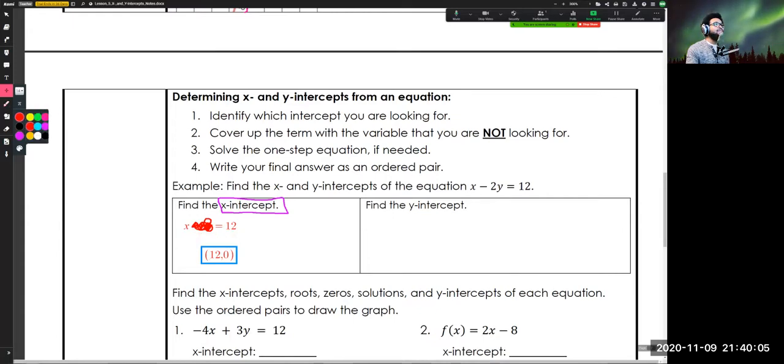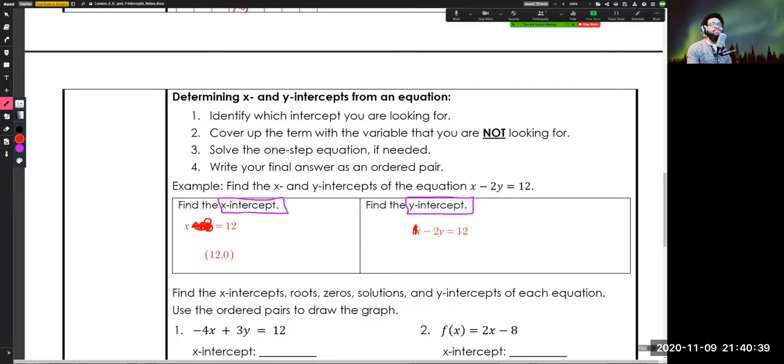Let's look at the second one. The second one says, find the y-intercept, okay? Since I'm looking for that y-intercept, first off, let me type out this equation again. x minus 2y equals 12. Let me slide this over a bit. I'm looking for my y-intercept, so I'm going to cover up my x.